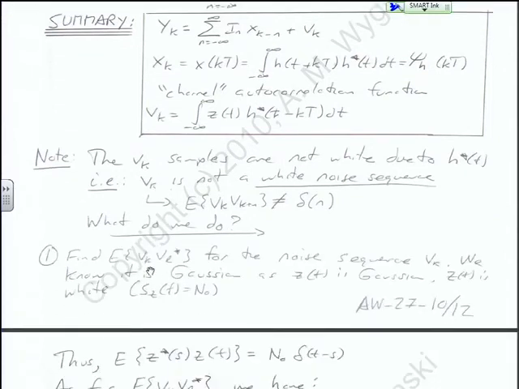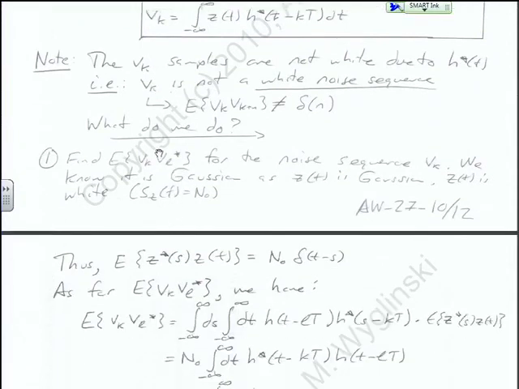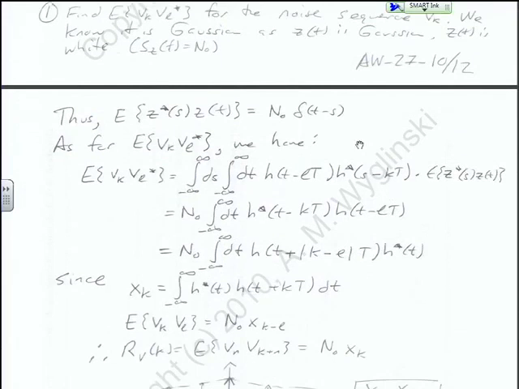Now, what happens is this is not white noise. This won't give us a delta. So what we need to do is figure out what this gives us. And it turns out that, let's say Z of t is Gaussian and white. If we go through this math, we know that the expectation of Z star of S times Z of T, this continuous time correlation function, should give us N naught delta of T minus S, right?